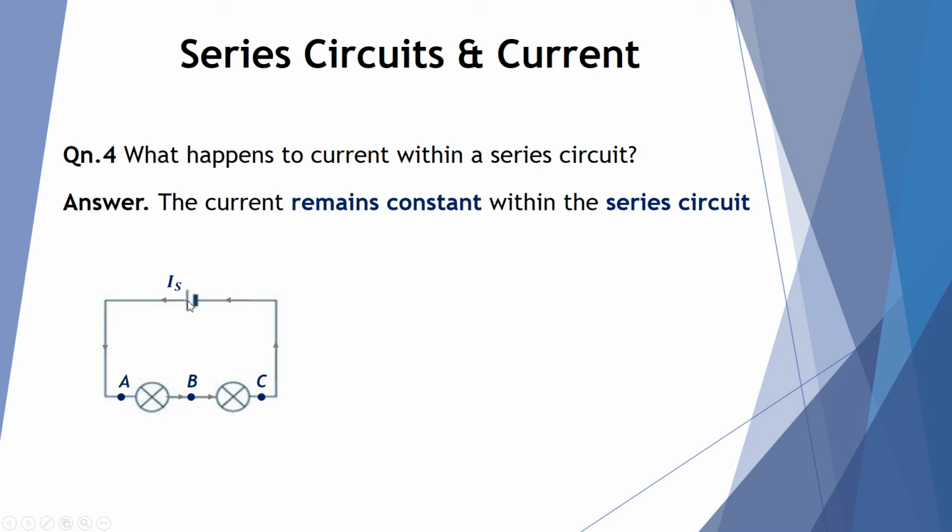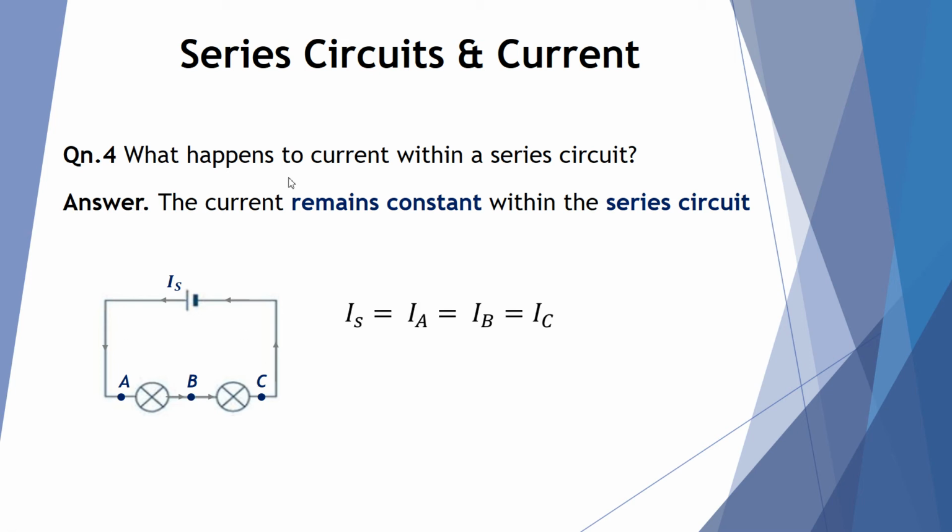So if this was 10 amps coming out of the battery or the supply, we'd have 10 amps at point A, 10 amps going through this first light globe, 10 amps at point B, 10 amps through the second light globe, and 10 amps at point C. It's much like water traveling through a hose. If I have a resistance or a kink in the hose, it slows the water going into that kink and also the water out of that kink. Current is always the same in a series circuit.